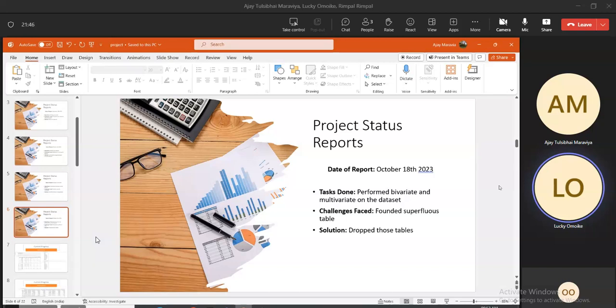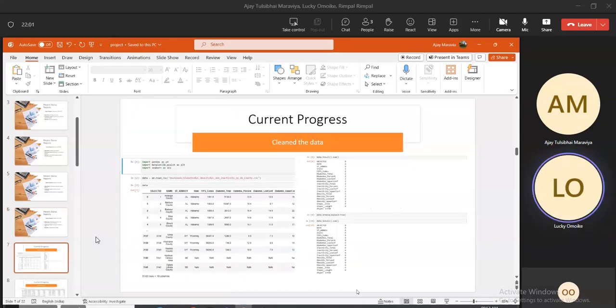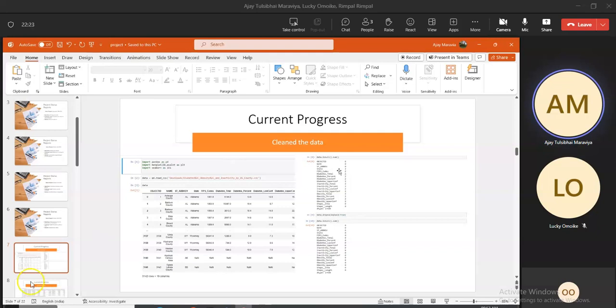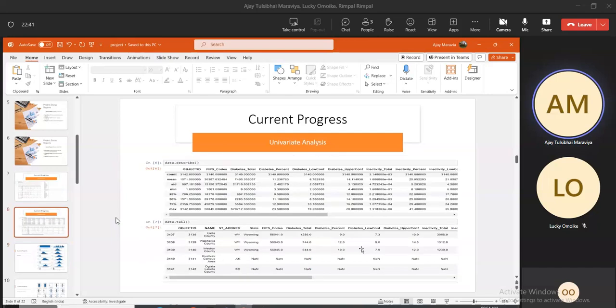We then performed bivariate analysis, in which we compared obesity percent and diabetes percent, and we can see the graph shows us the relation between these two columns. It's like a linear regression, so they are related to each other. Here we can see the box plot of every one of the states, like which states have more outliers with respect to obesity percent.